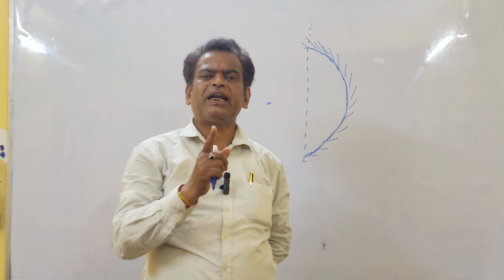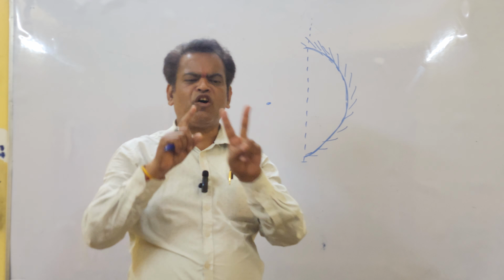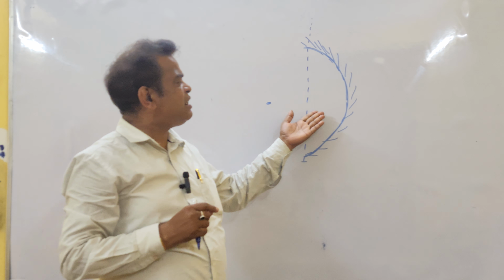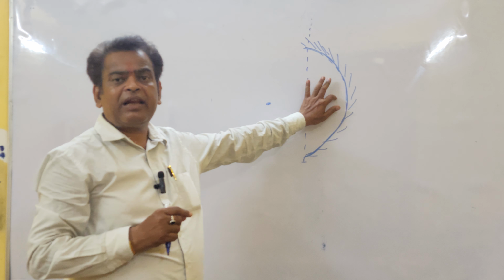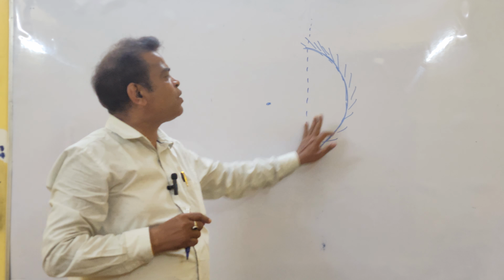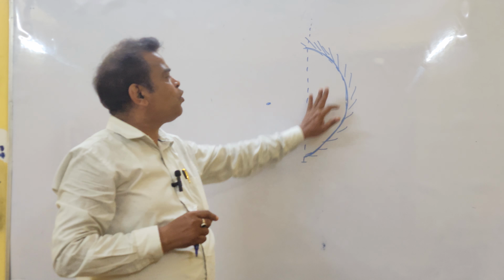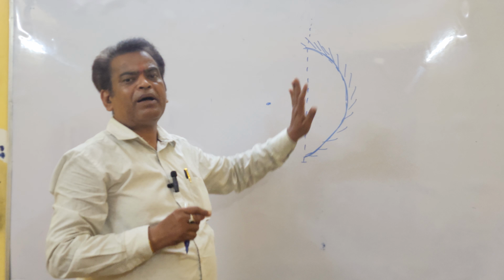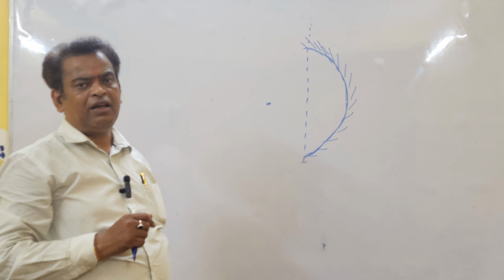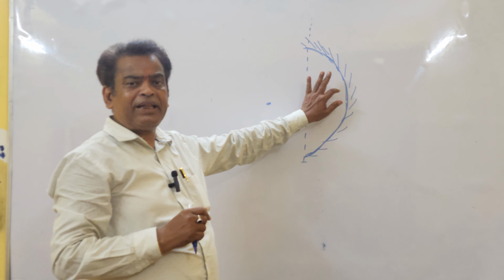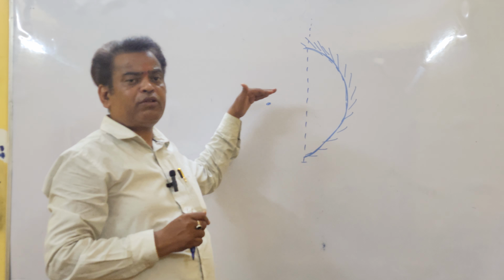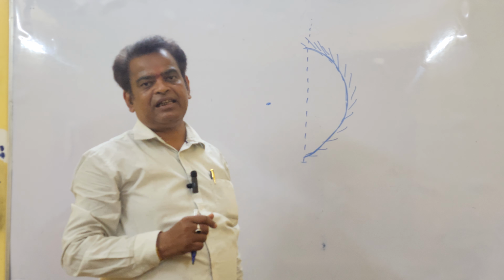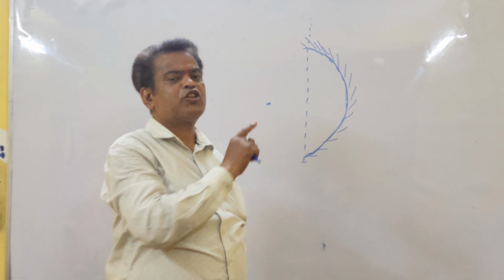The spherical mirror is of two types. One is the concave mirror, another is the convex mirror. So a spherical mirror means a reflecting material which forms a part of a sphere. And the spherical mirror whose center, when seen from the reflecting side, is depressed, that spherical mirror is called the concave mirror.